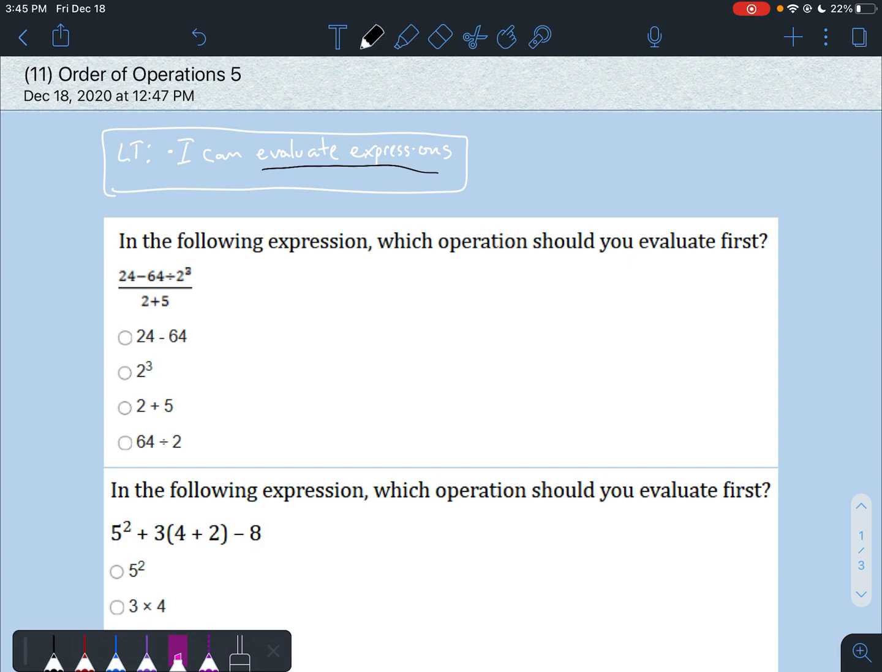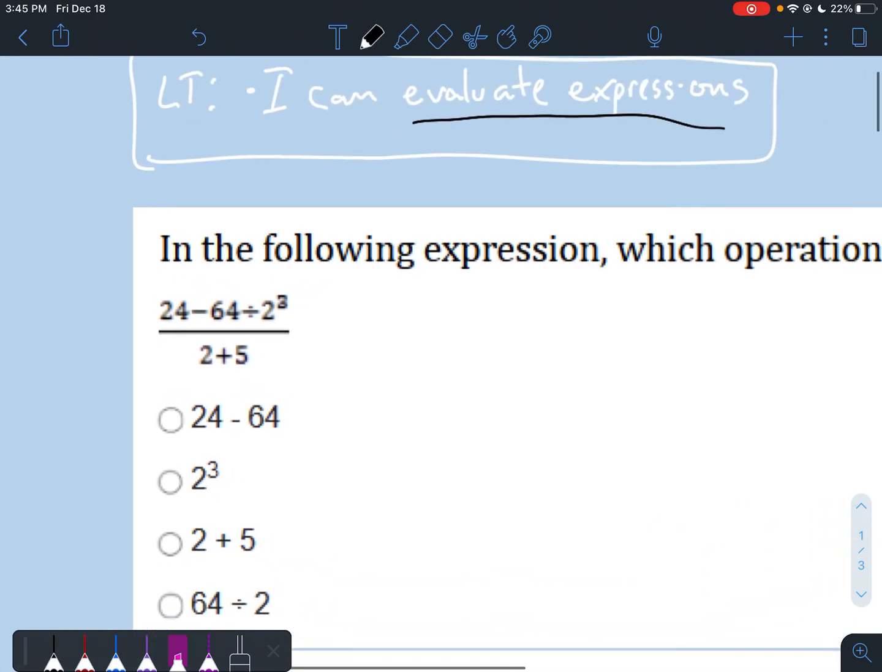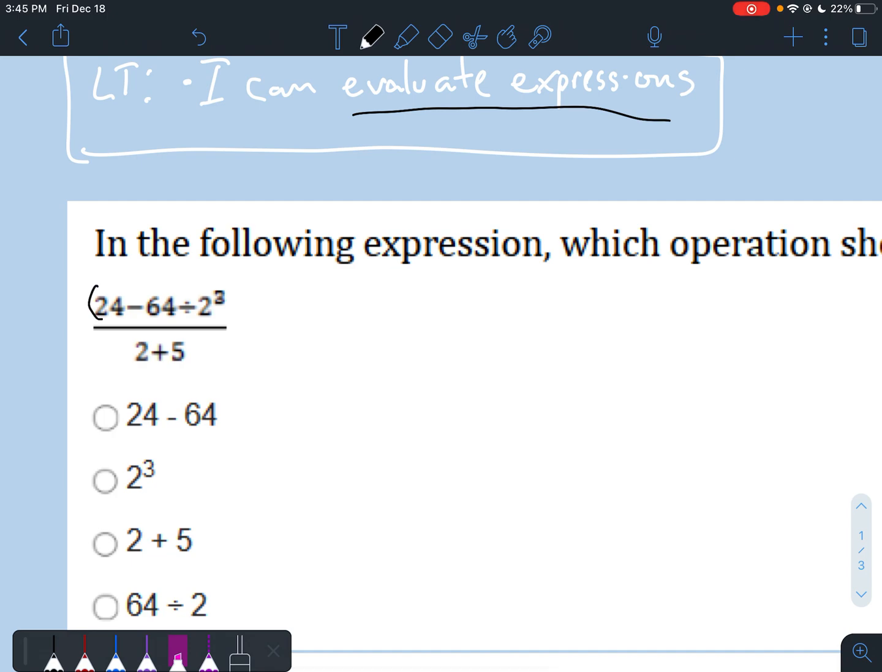So with that being said, in the following expression, which operation should you evaluate first? If we look at this, remember, those fraction bars act as grouping mechanisms. So it's going to be as if they are in parentheses. With that being said, parentheses come first, then exponents, then multiplication, division, then addition, subtraction.